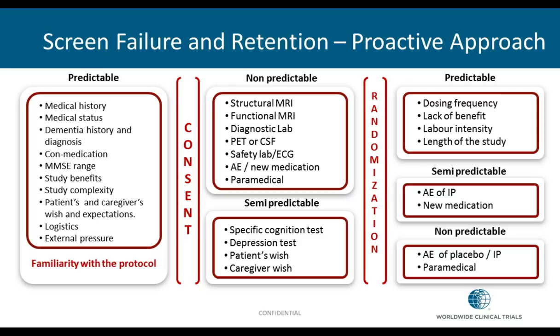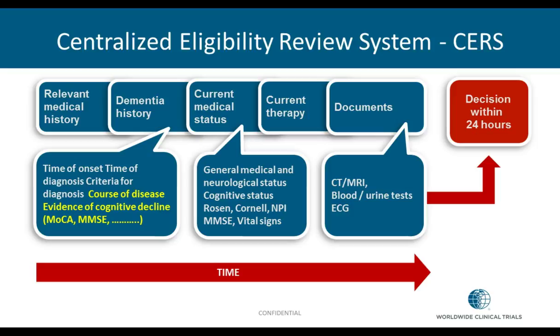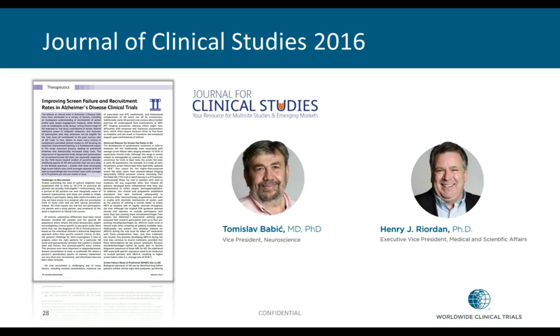Semi-predictable reasons could be adverse events of investigational products or new medication needed, and of course non-predictable reasons should also include adverse events of placebo or some paramedical reasons. What is WCT doing to reduce the screen failure rate? We introduced a Centralized Eligibility Review System, which reviews relevant medical history, dementia history, particularly course of disease and evidence of cognitive decline, and documents about that. We are carefully reviewing current medical status, including cognitive tests, current therapy, and documents including neuroimaging and laboratory tests, and we make a decision on eligibility within 24 hours for our patients in a clinical trial.